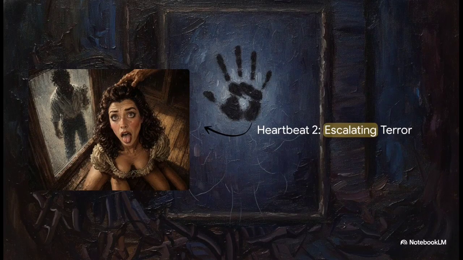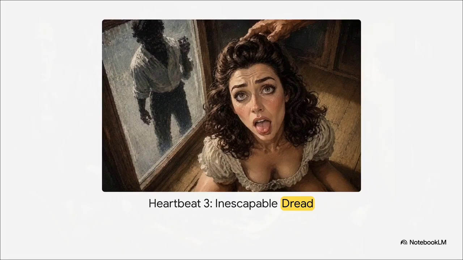Heartbeat 2. Notice the subtle shift of the silhouette's hand. It looks like it is pressing completely flat against that frosted glass now. The intrusion is imminent. The woman's eyes are wider. The contrast between the dark shadows and her flushed skin is way starker. The walls are literally closing in. Heartbeat 3. And we stop.